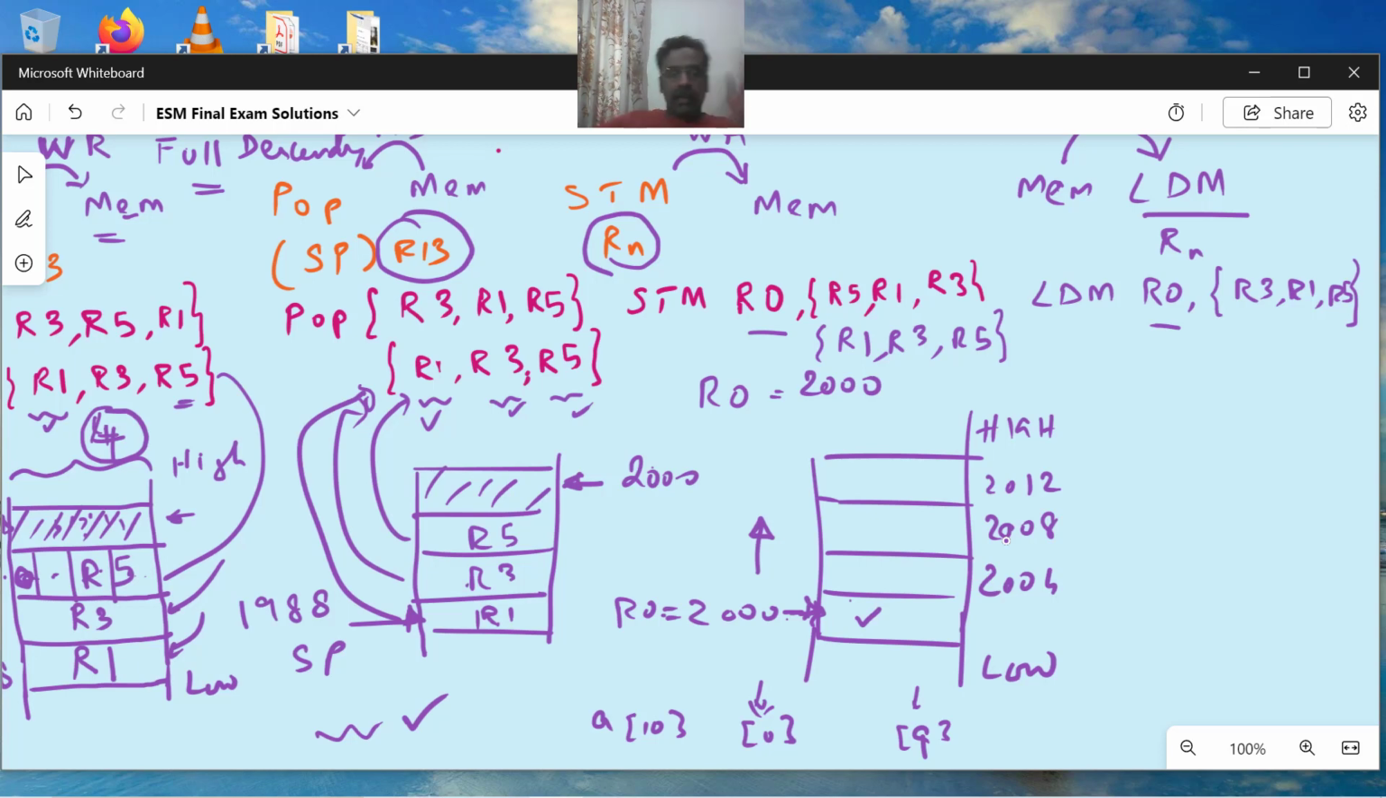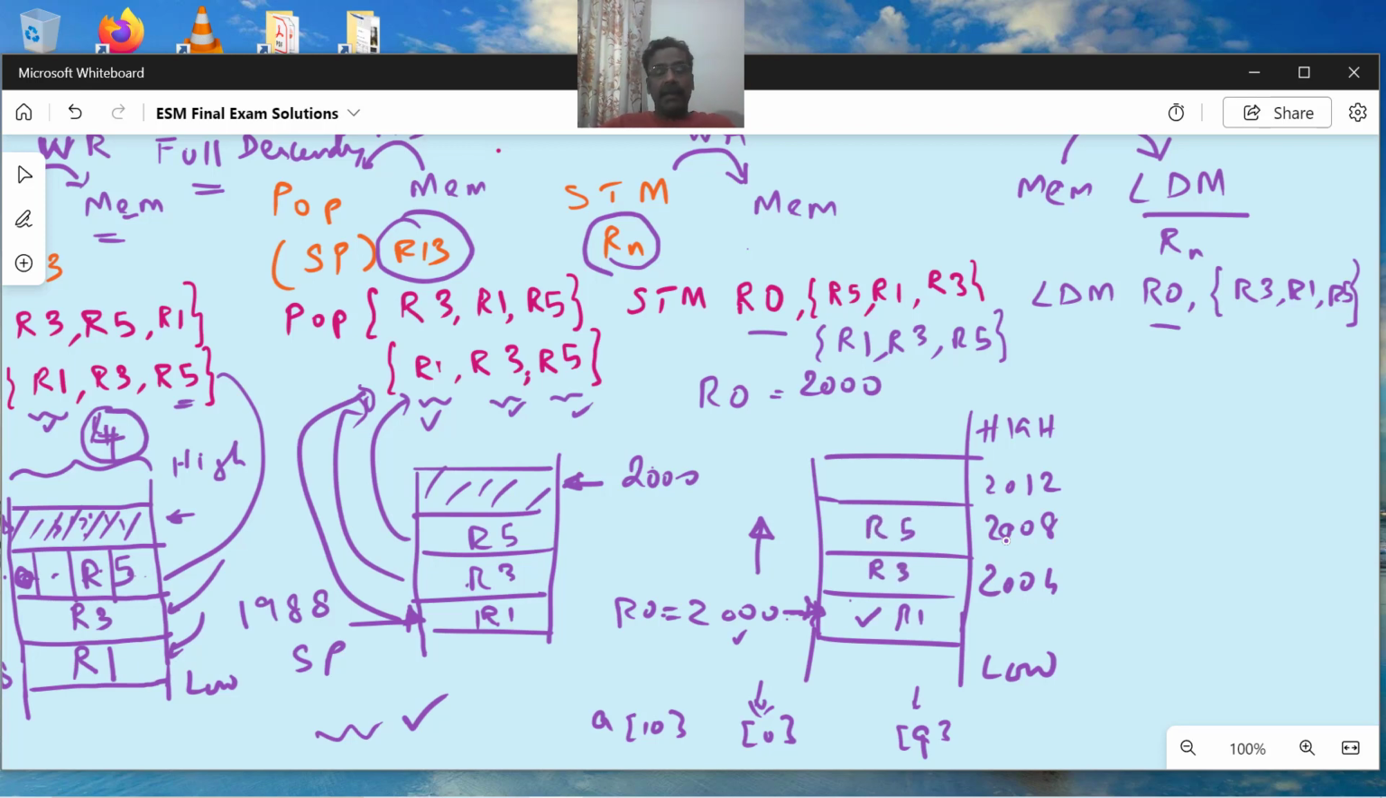So you have to keep your mind away from the stack operation and always think of STM as a separate instruction which is independent of the stack. It has nothing to do with the stack. Maybe I can have R13 here, but I will not give any problems like this. So assume that it's not R13, it's R0, and it is a data area. And what will go where? R1 will come here, the lowest memory address. The next higher address is 2004, so R3 will come here and R5 will come here.